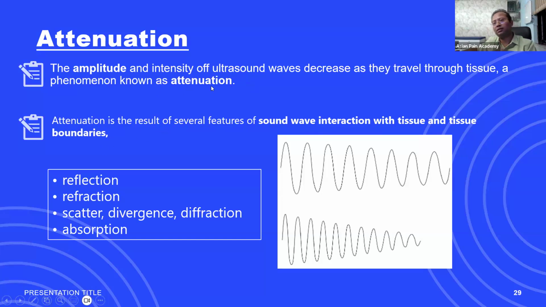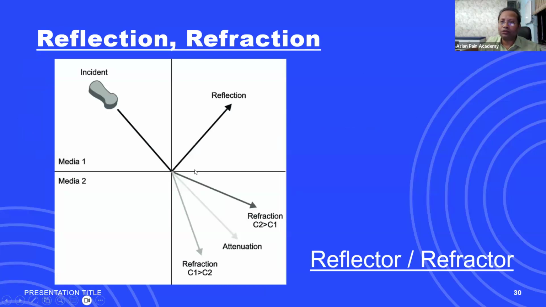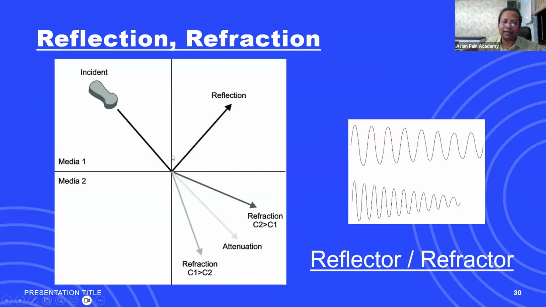So attenuation occurs, we have understood. Why does attenuation occur? It is called reflection, refraction, or scatter, divergence, diffraction, and then absorption. So what are those things? Like sound, any light wave, you compare with light. When the sound wave is coming to the tissue, either it can reflect, or it can refract also. Here, media one and media two mean two different types of tissue.